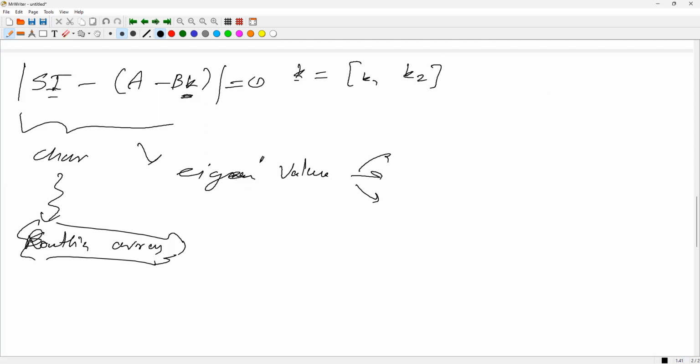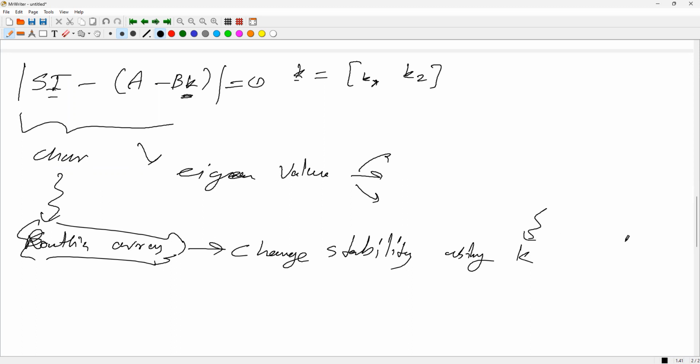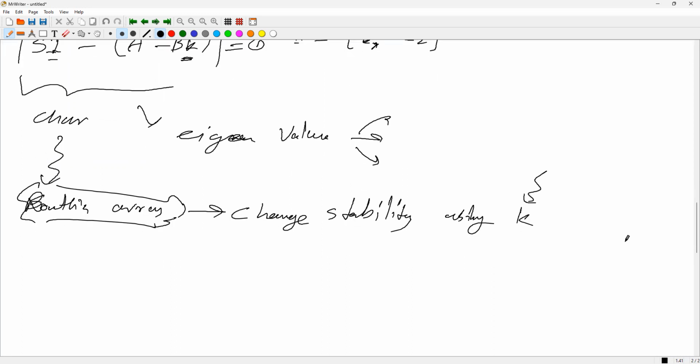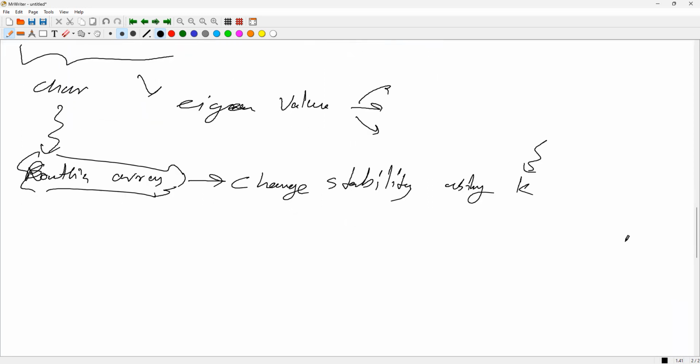So now we can change stability using k. We can select k so that the system is stable, to make sure the system is stable. Right? There is an example.